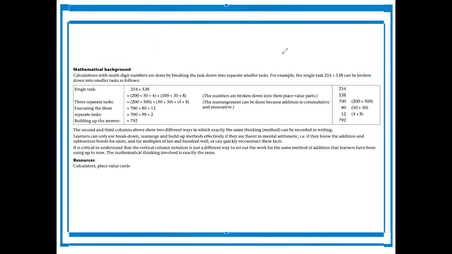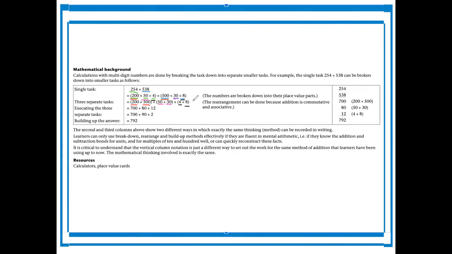So the 254 can be broken down into 200 plus 50 plus 4, and the 538 can be broken down to 500 plus 30 plus 8. And then you group the hundreds together. Then you group the tens, and you add them, and then you group the units together and add those.